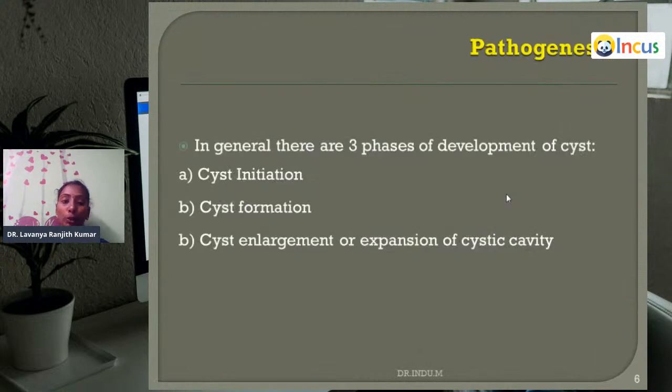Coming to the pathogenesis, we have three main phases in the development of a cyst. In each and every cyst, we have cyst initiation, with the factors which play an important role in it, cyst formation, and also cyst enlargement, the expansion of the cystic cavity. For each and every cyst, we are going to see in detail how the cyst initiation, formation, and enlargement take place.